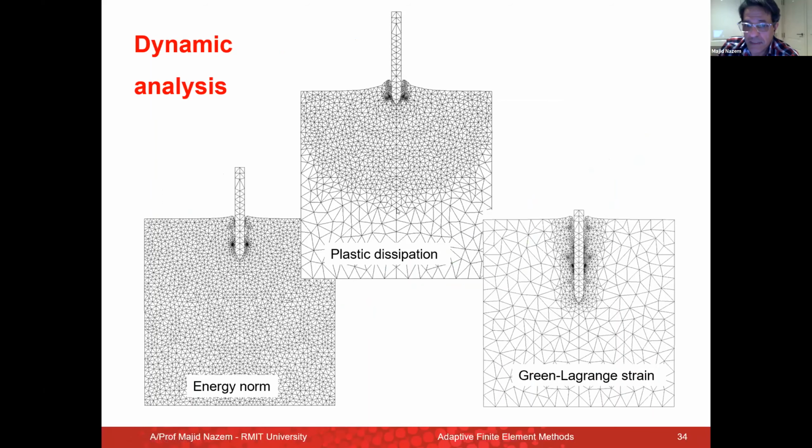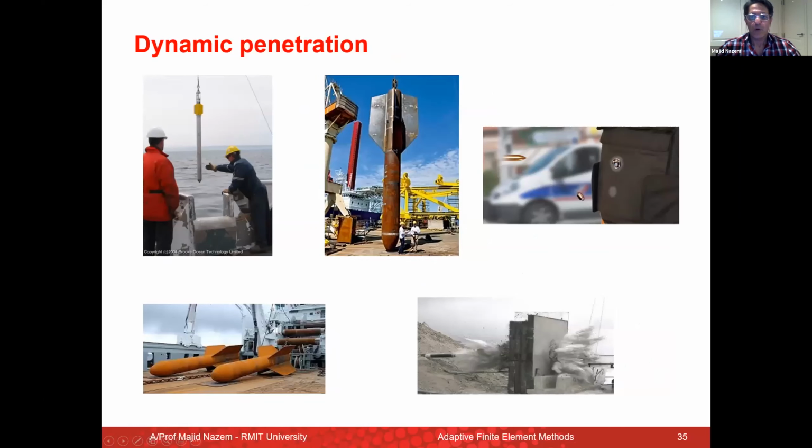We have solved the same problem, but just done dynamic analysis. For dynamic analysis, the error estimators based on plastic dissipation and energy norm could not finish the analysis, whereas the Green-Lagrange strain tensor error estimator was successful in completing the analysis.